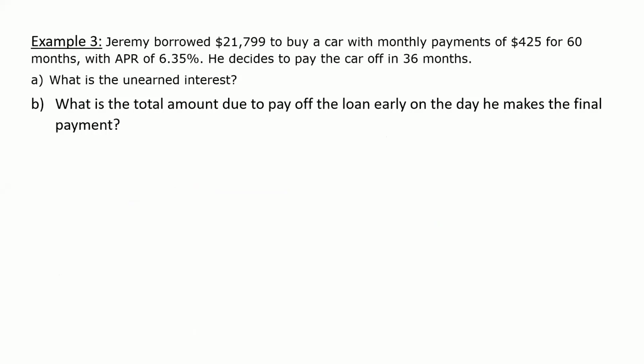Example 3 goes back to Jeremy and says Jeremy borrowed $21,799 to buy a car with monthly payments of $425 for 60 months and tells us the APR is 6.35 as we calculated in example 2. It says he decides to pay the car off in 36 months instead of the 60 months. What is the unearned interest?